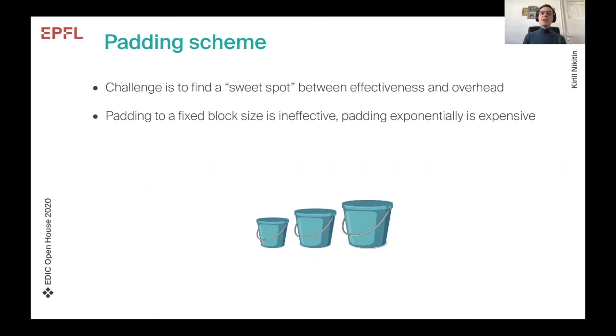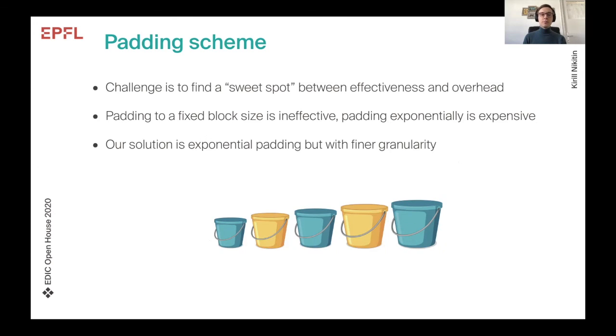The main challenge in designing a padding scheme was to find the sweet spot between effectiveness and the overhead. Both previous work and our work show that padding to a fixed block size is essentially ineffective, but padding exponentially is expensive. It results in a high overhead. So our solution was to pad exponentially and to have padding as a function of size, but also to introduce finer granularity. As a result, we achieve the same asymptotic leakage as exponential padding, but the real numbers of the overhead are much lower.